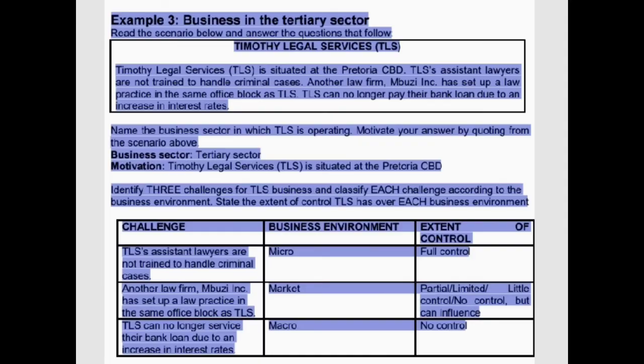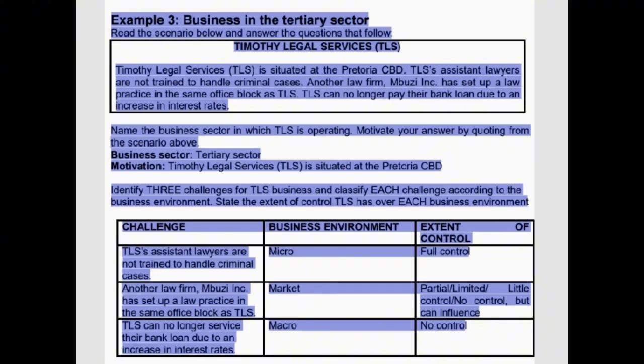Look at your screen so that you can see the scenario. Read the scenario below and answer the questions that follow. Timothy Legal Service, TLS. Timothy Legal Service is situated at the Pretoria CBD. TLS assistant lawyers are not trained to handle what? Criminal cases. That's what? Internally. That's micro, within the business. And they have what? Full control over that.